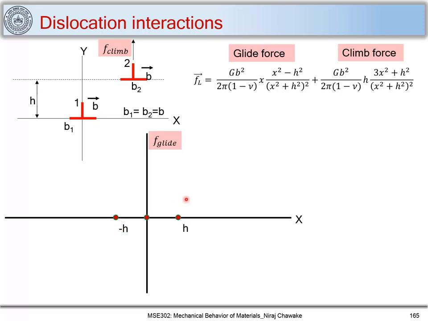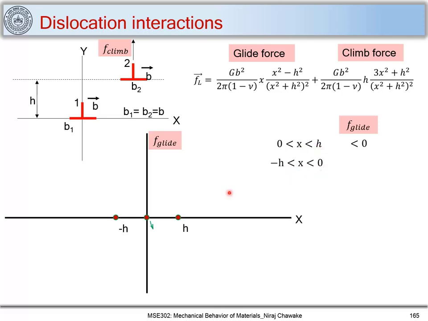Now let's look at some conditions and find out what the glide force can be. Let's look at the condition where x is between 0 and h. So x is in the positive direction but less than h. That means x has a positive sign, but x is less than h, so the glide force will be negative. You can clearly see from this relation that for certain x this glide force will be negative and reaches a maximum for a certain value of x. So you have glide force negative for x between 0 and h.